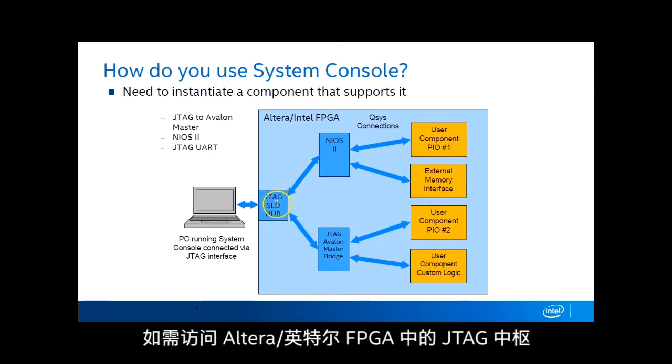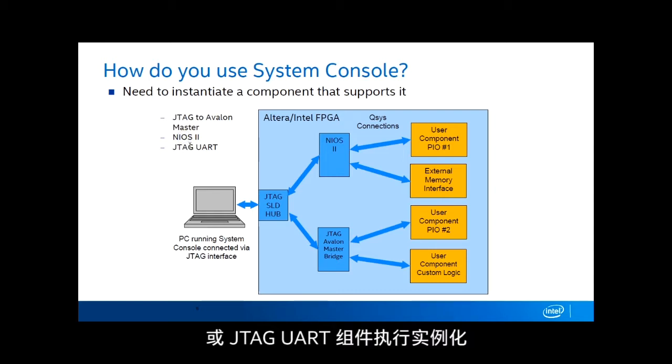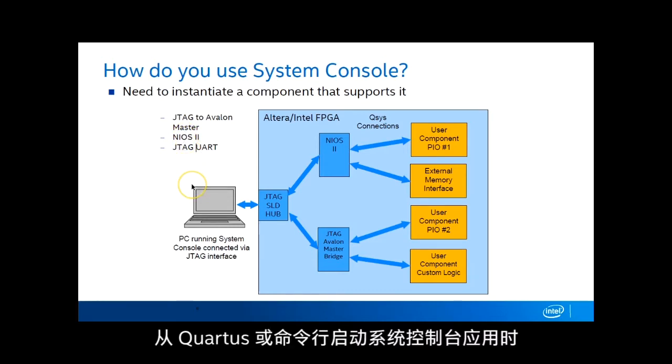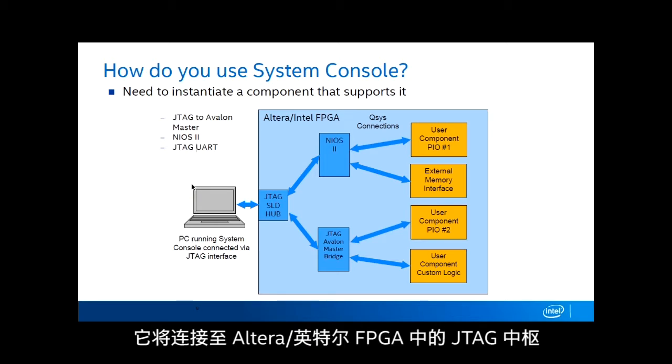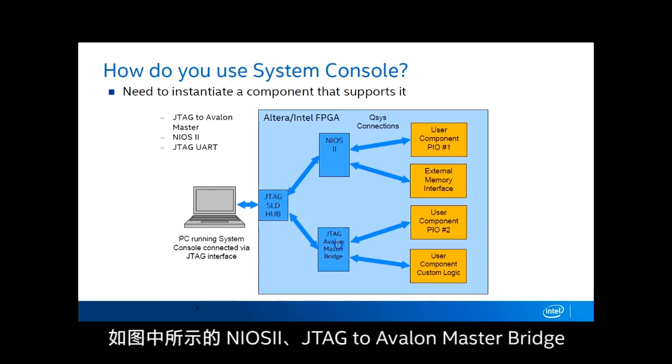To get access to the JTAG hub within the Altera or Intel FPGA, you can instantiate a JTAG to Avalon master, NIOS II, or JTAG UART component. All components I just mentioned can be found in QSYS. When you launch the System Console application from Quartus or the command line, it will connect to the JTAG hub in the Altera or Intel FPGA and then map traffic to the component you instantiated, NIOS II, and the JTAG to Avalon master bridge as shown in the diagram.